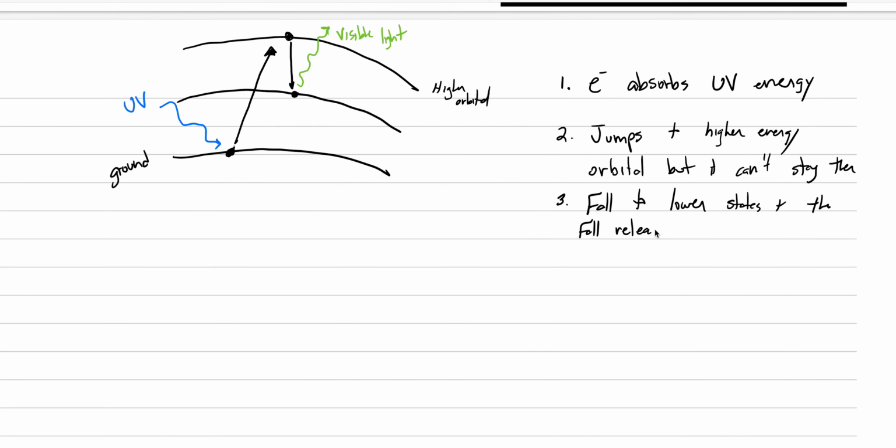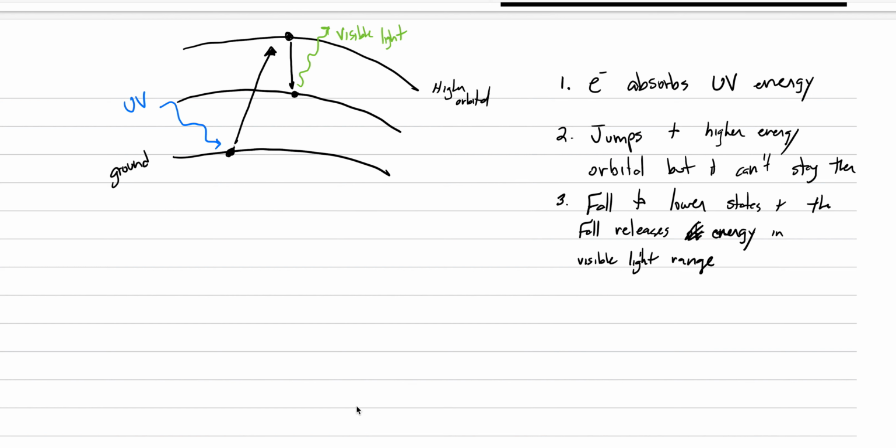The fall actually requires the release of energy, and it might be in the amount that's in the visible light range. And when it happens, that's when we can see it. So the fall releases energy in the visible light range. And that's how fluorescence works.